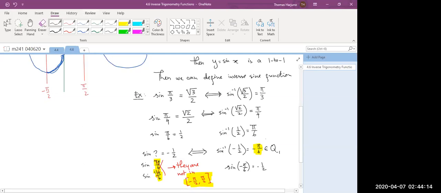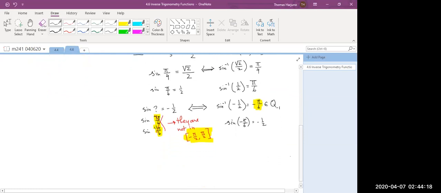Now, for the sine inverse case, we can actually think the following. Sine inverse of a negative value equals negative sine inverse of x. You can use this to help you find the value.